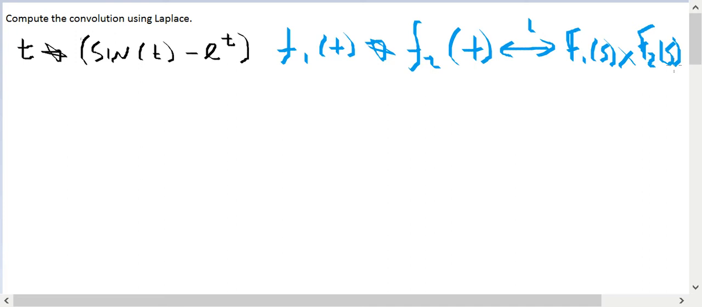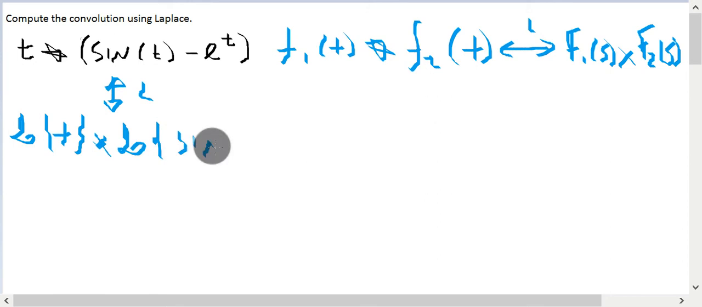The problem asks us to calculate the convolution of t convoluted with sine of t minus exponential of t. Applying the Laplace transform in this convolution, we have the Laplace of t multiplied by the Laplace transform of sine of t minus exponential of t.